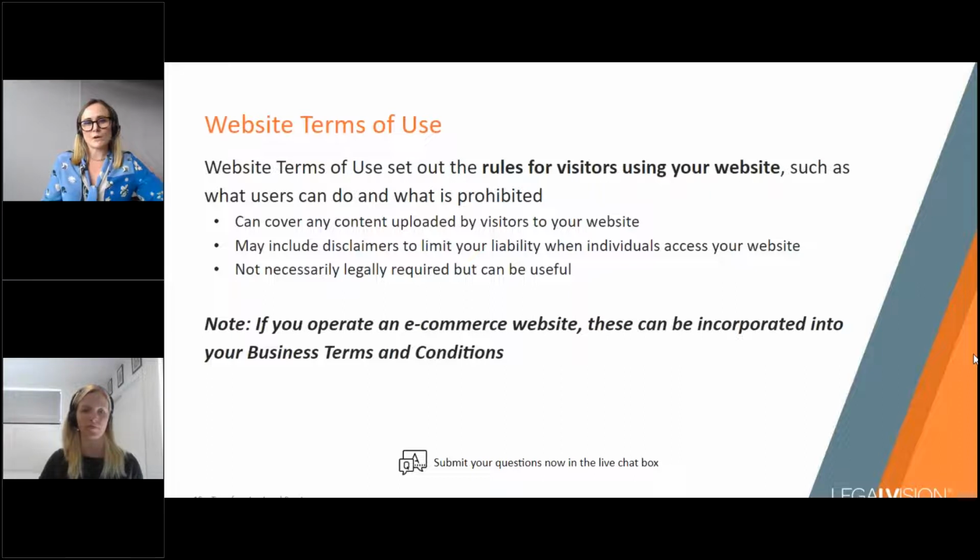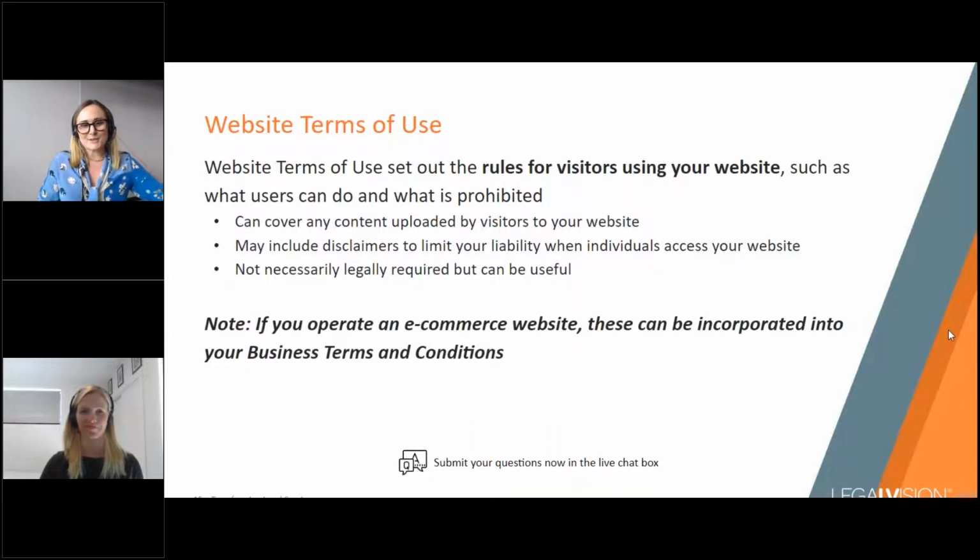If you operate an e-commerce website, these types of terms would generally be incorporated into your business terms and conditions, and therefore it's not really required. If you supply goods in person or outside of your website, you may want to have some generic website terms of use, but be mindful that they aren't always legally enforceable and don't carry much weight.